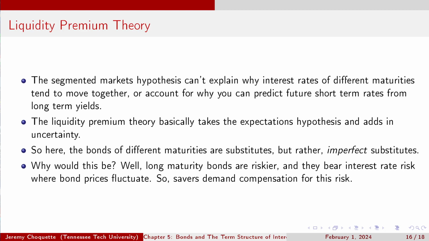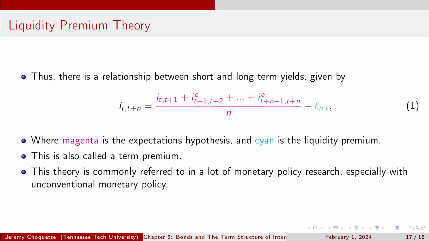So here, the bonds of different maturities are substitutes, but they're imperfect substitutes. And why would they be imperfect substitutes? Well, the idea is that long maturity bonds are riskier. So if they're going to bear some interest rate risk where bond prices fluctuate, savers would demand compensation for taking on that risk. Now, there's a relationship between short and long-term bonds given by this guy right here.